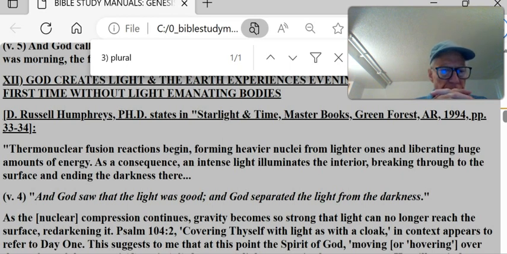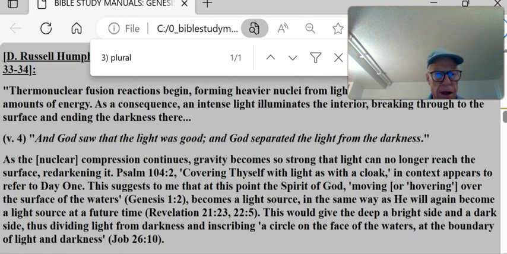D. Russell Humphreys: Thermonuclear fusion reactions begin, forming heavier nuclei from lighter ones and liberating huge amounts of energy. As a consequence, an intense light illuminates the interior, breaking through to the surface and ending the darkness there. And God saw that the light was good, and God separated the light from the darkness. So as the nuclear compression continues, gravity becomes so strong that light can no longer reach the surface, redarkening it.